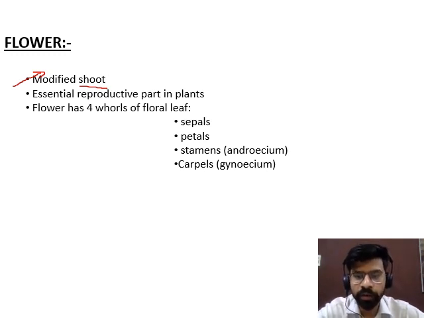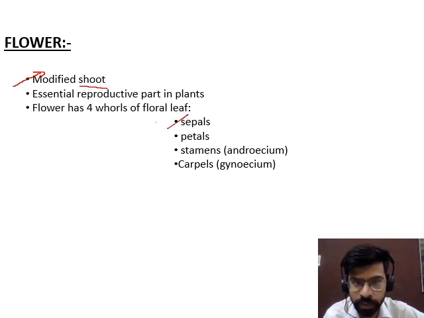Now second, flower is the essential reproductive part present in the plant. What does it mean, essential reproductive part? If flower is present, then sexual reproduction takes place. If flower is not present, sexual reproduction will not take place in the plant. Flower has four structures in it. First one is sepals, petals, stamen, and carpel.